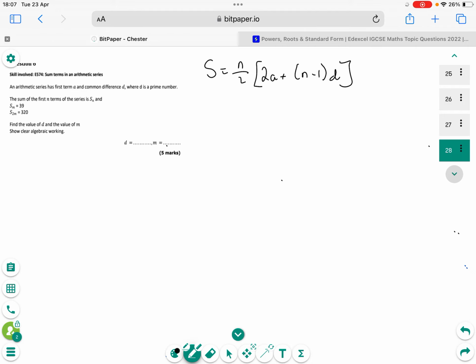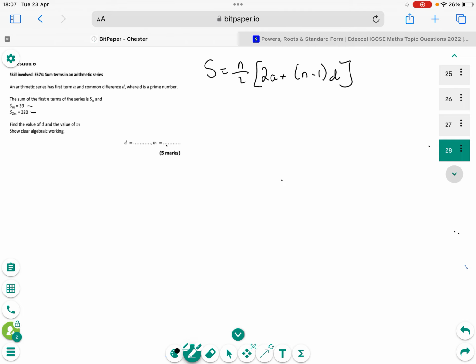So, we know the sum of the first n terms of the series is Sn, and Sm equals 39, and S2m equals 320. Some weird terminology, but all this means is the sum of the first m terms is 39, the sum of the first 2m terms is 320. So we can plug in both these bits of information into this equation.